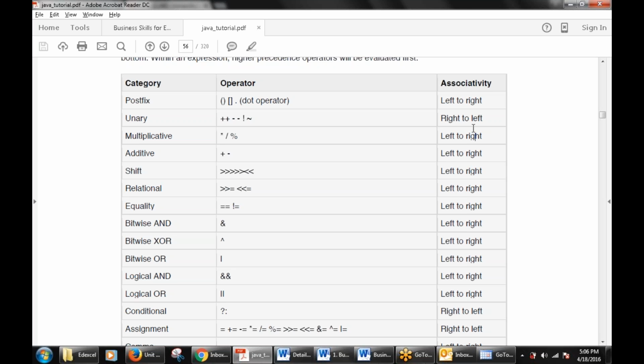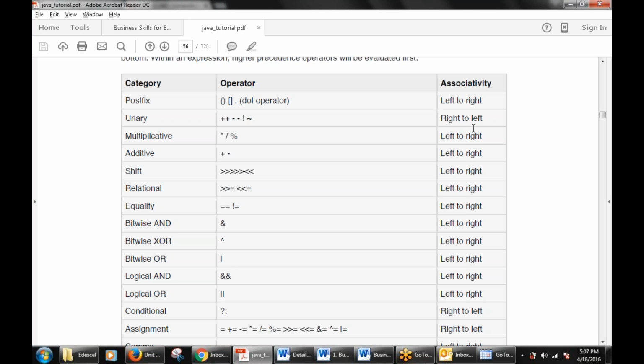The next one is multiplicative, which has a precedence from left to right. Then there is additive, from left to right. Then there is the shift operator, which may be a right shift, a left shift, or a shift equals to, from left to right. Then there are the relational operators, such as greater than and equals to, and the equality operators, double equals to and not equals to, from left to right.